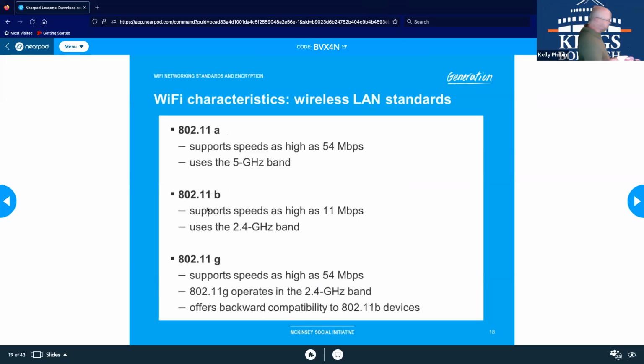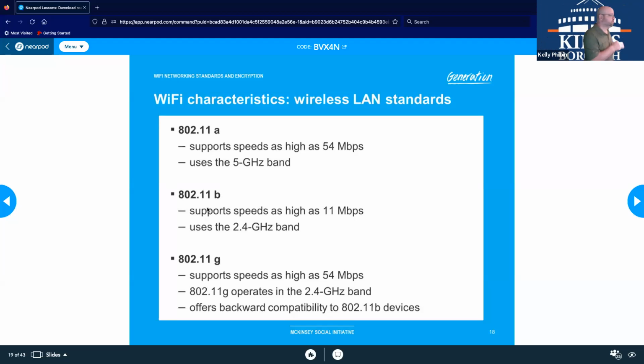So 802.11a operates off of the 5 gigahertz bandwidth, which has a broader variety of channels that you can use. And it was able to get as high as 54 megabits per second, which is pretty darn good as one of the first technologies out. But they were much slower to market. So 802.11b got to market first.